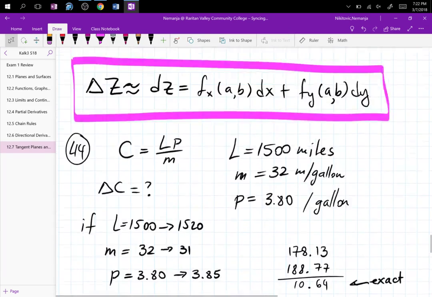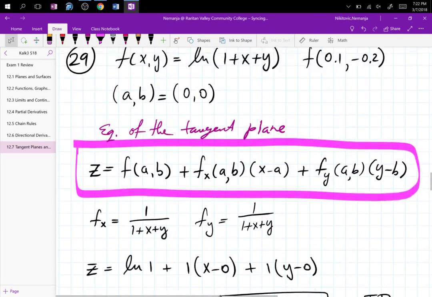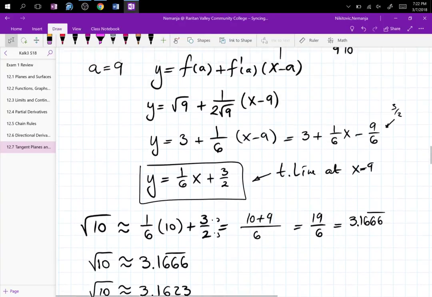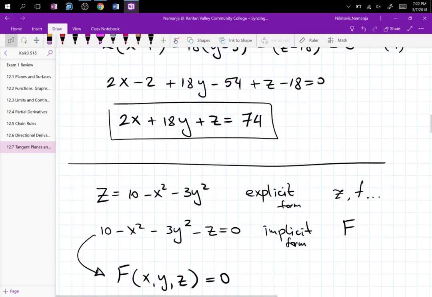So that's the entire lecture. You have tangent planes, linear approximation using tangent planes, and then you have the differentials, which approximate the change.